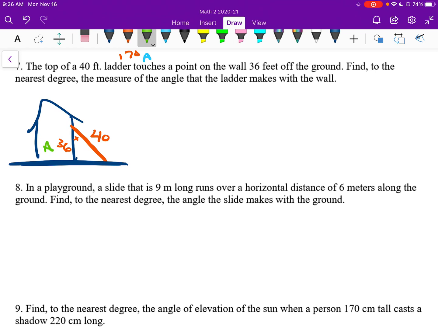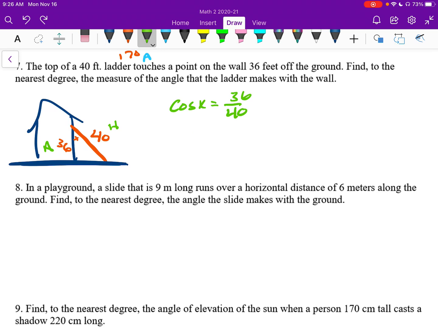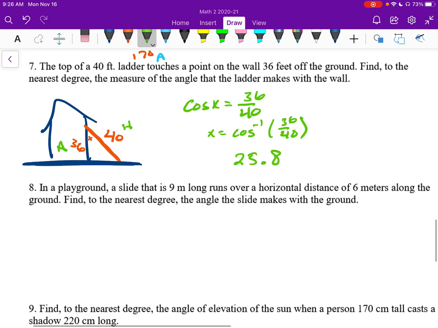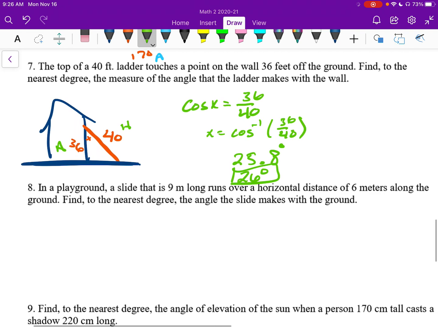So this is going to be adjacent. There's our hypotenuse. So adjacent and hypotenuse is cosine. So cosine of x is 36 over 40. So x is cosine inverse of 36 over 40. And whenever I type that in, cosine inverse of 36 divided by 40 is going to be 25.8. So what am I supposed to find? Find to the nearest degree. So this is going to round up to be 26 degrees. All right, there we are.